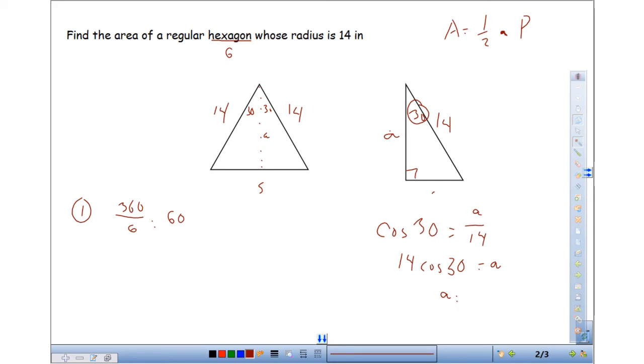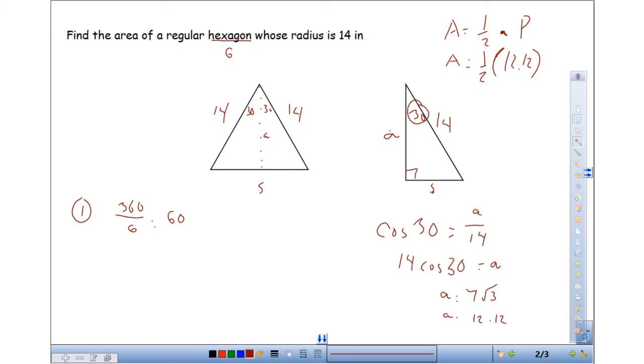So I'm going to go ahead and put that in my calculator. Again, degree mode. 14 cosine of 30 is equal to 7 square root of 3. Now I'm going to go ahead and round that because some of y'all won't have that. So we're just going to go ahead and say A is going to be equal to 12.12. Okay? So that tells me what my apothem is. Now that means in my formula, I know the apothem. The apothem is 12.12. I still don't know the perimeter because I don't know the side length, right? So I need to find that side length.